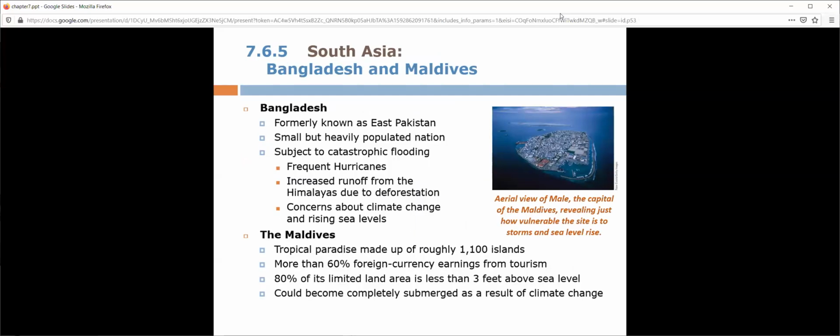Bangladesh and the Maldives. The Maldives is very famous. It's a very foreign-owned island. It's a wealthy people's island, essentially. And Bangladesh is, again, essentially a city-state. We talked about those a bit with Europe. However, these are both examples of countries that have to deal with climate change. As it says down there, 80% of its limited land area is less than 3 feet above sea level.